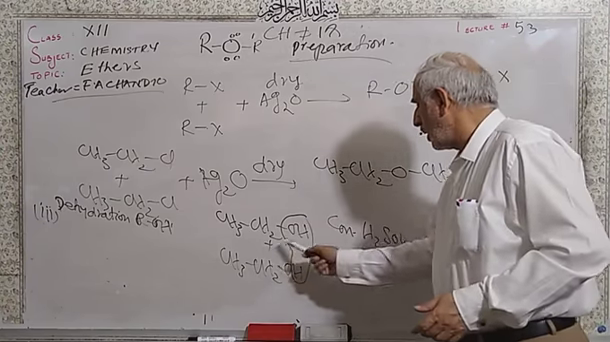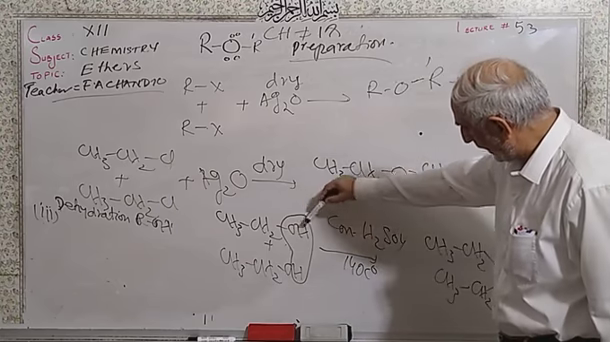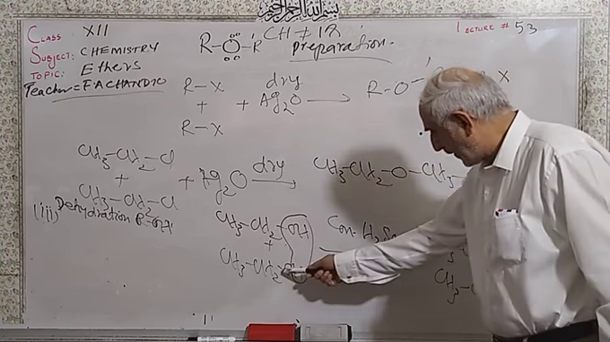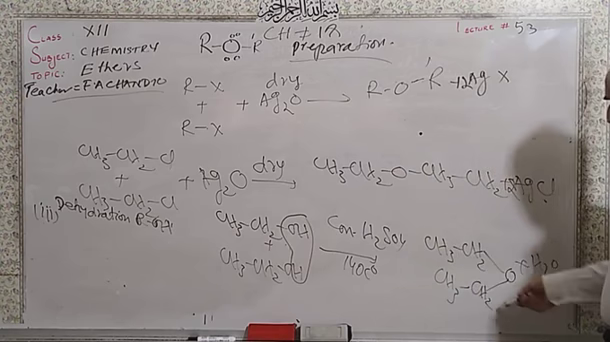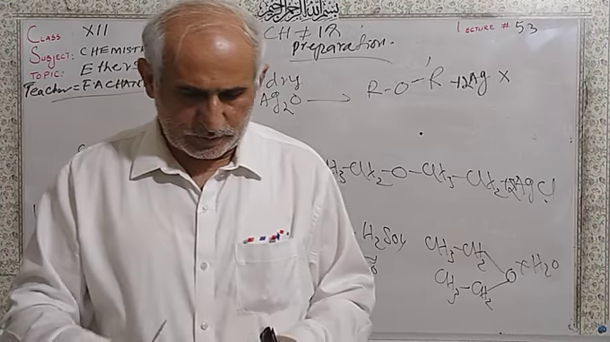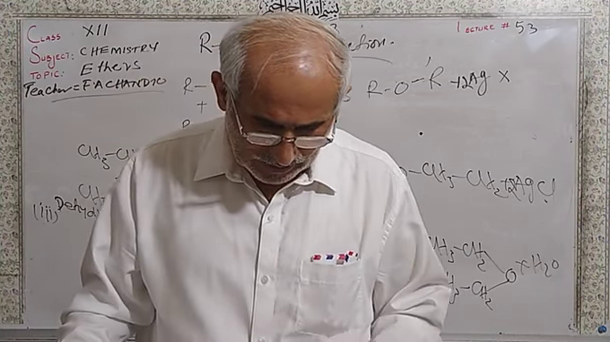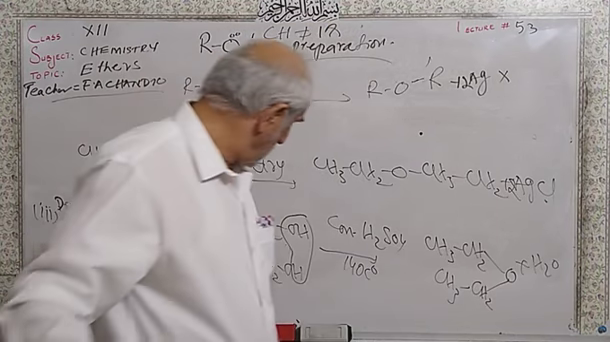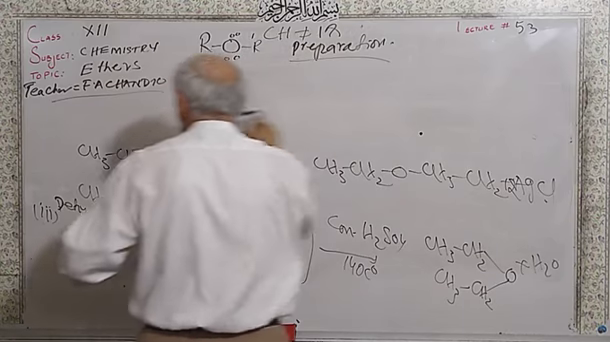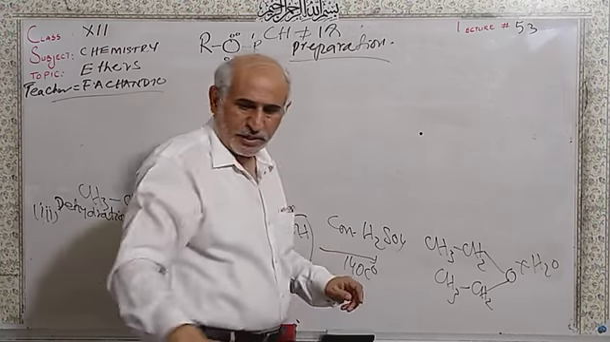This is the ethanol and this is the ethanol, concentrated sulfuric acid, 140 degrees centigrade, hydroxyl group from here, hydrogen from here to make water. One oxygen is there, they combine to give diethyl ether. So this is another method for the preparation. And you can use unsymmetrical also, mixtures of ethers. Mixtures of ether you will get.